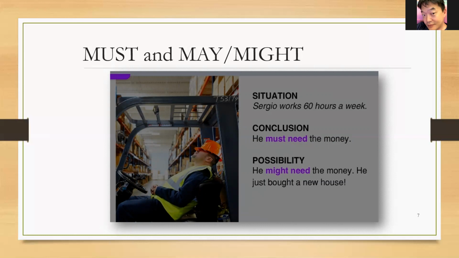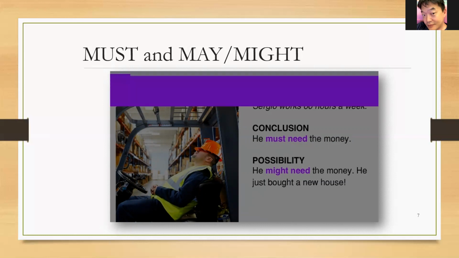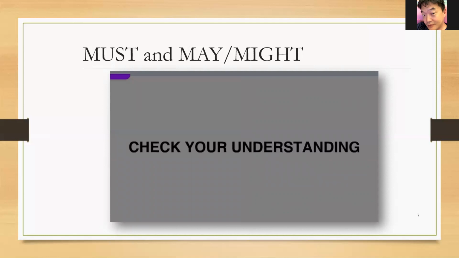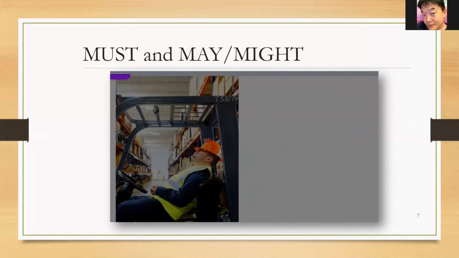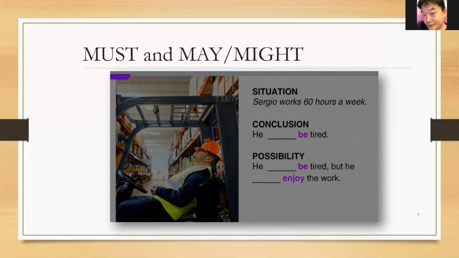He just bought a new house. Check your understanding. Look at the picture. Read the heading and the situation. Listen. Situation. Sergio works 60 hours a week. Complete the conclusion. Now complete the possibility.